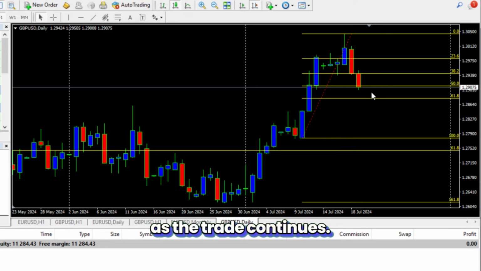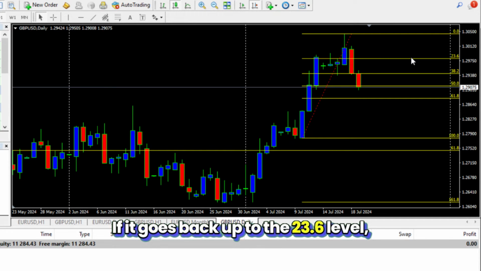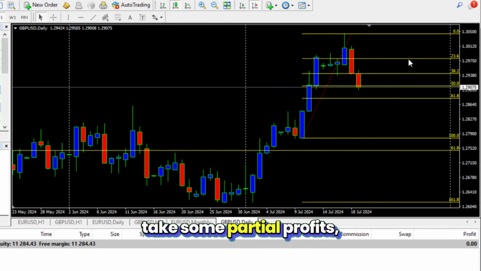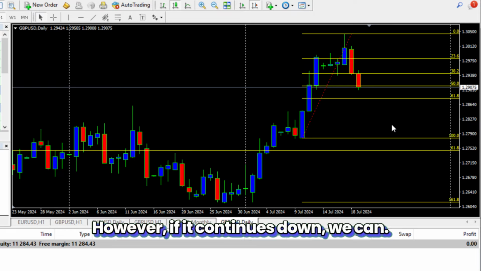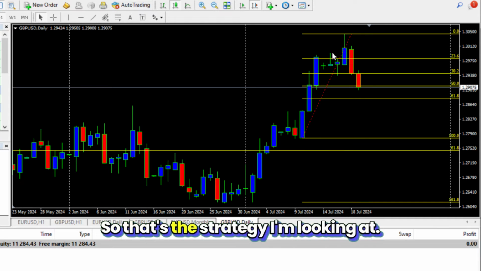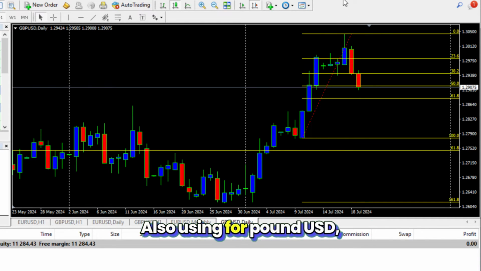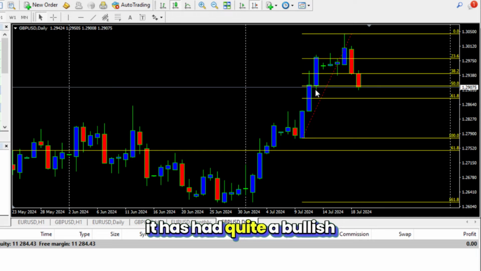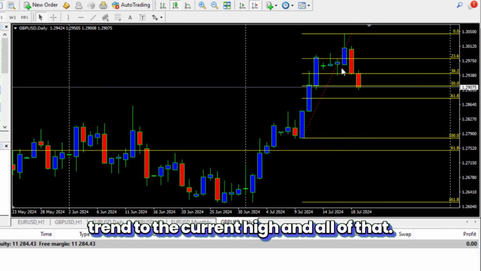As the trade continues, if it goes back up to the 23.6 level, we can adjust our stop loss to the entry, take some partial profits, and work with it like that. However, if it continues down, as it pulls lower to the stop loss, we can begin to take partial losses as it goes on. So that's the strategy I'm looking at using for pound USD currently. Using the current low, it has had quite a bullish trend to the current high.